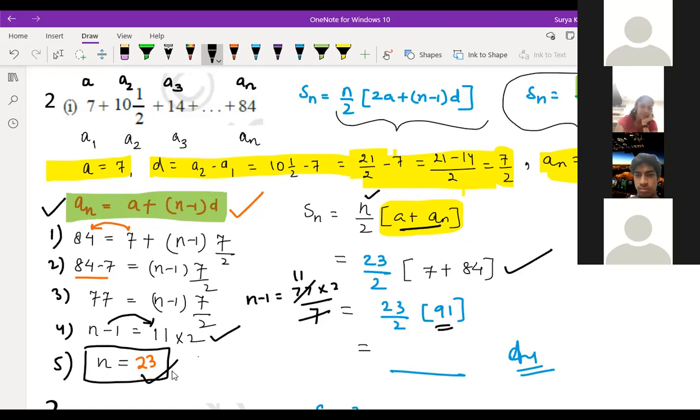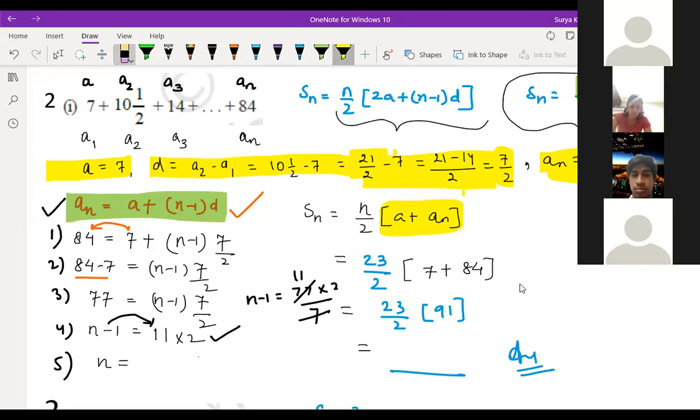Sir, can you repeat? See what I'm saying, we are using the other formula over here. Sn is equal to n by 2 into a plus an. Here we already know n. So n is 23. So putting the value of n here, 23. a we already know, 7. an is 84. 7 plus 84 is 91. And 23 by 2. After that you can solve 23 into 91 divided by 2. You can do that.